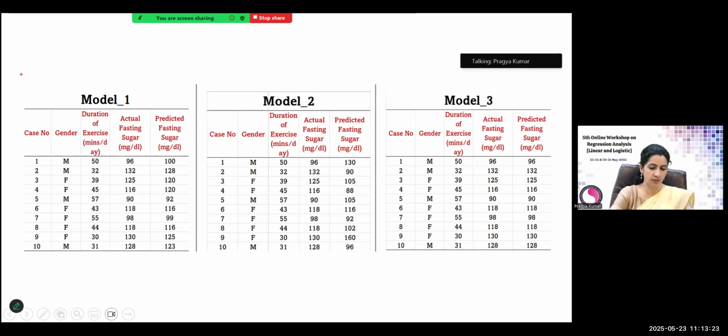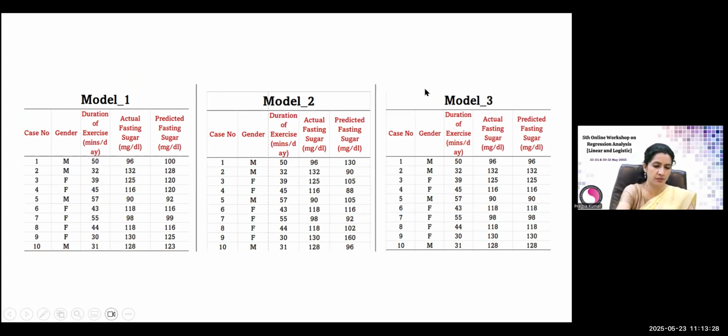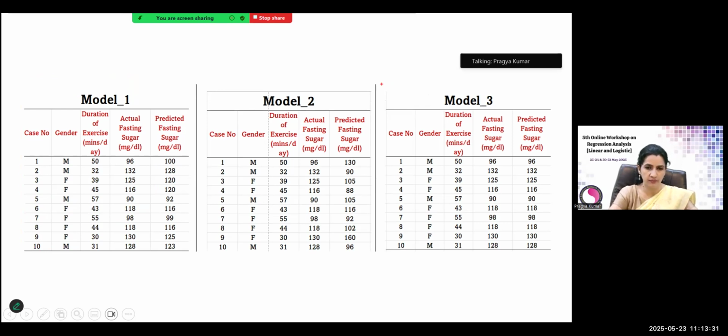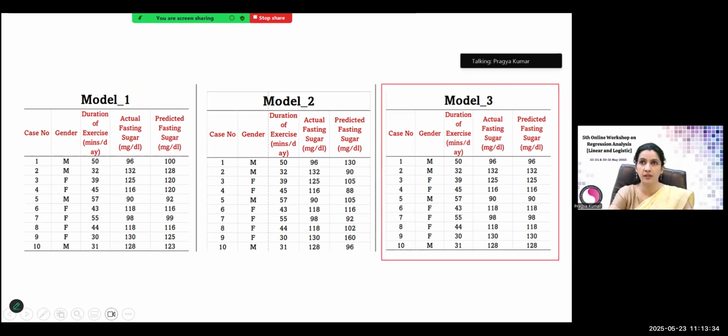Before model 1, please focus on model 3. What can you see in model 3? You see the actual fasting blood sugar and predicted fasting sugar. So what is the residual in case of model 3? Zero. So you can say it is a perfect model, meaning there is no residual. But actually, that is not possible theoretically.